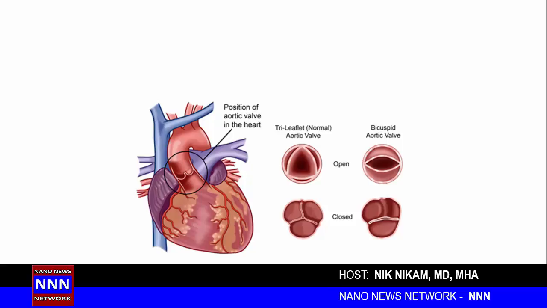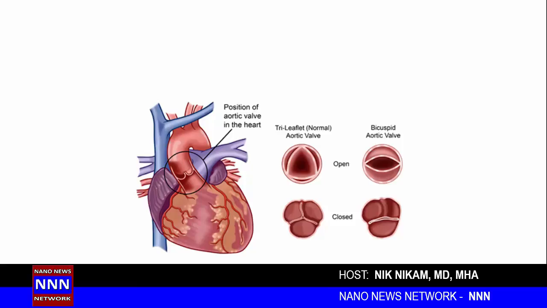And occasionally some people may have only two cusps, and that's called a bicuspid aortic valve. And this is how it looks when it is open, and at the bottom is how it looks closed. People who are born with a bicuspid valve are more prone to infection of the valve, and with age they can develop calcium deposition, which can lead to aortic stenosis.